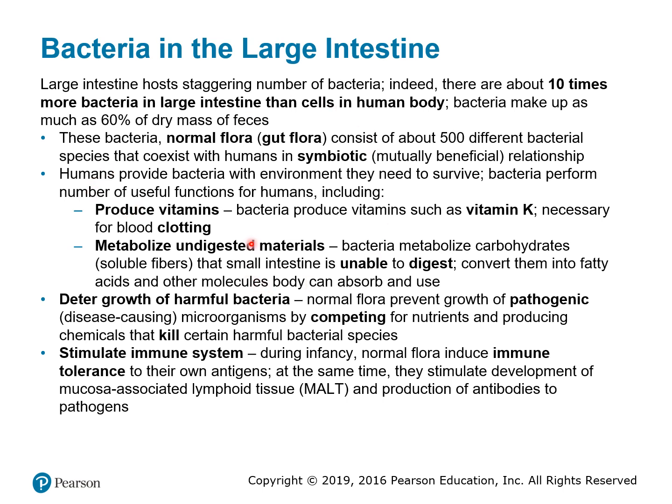What bacteria do is perform very useful functions, including producing vitamins. A very common one is that some bacteria produce vitamin K, which is necessary for blood clotting and other mechanisms in the body. Aside from producing vitamins, bacteria also metabolize undigested materials. There are some materials that our own enzymes from the digestive system cannot digest, but these bacteria can help with that. They can metabolize carbohydrates, which are soluble fibers that the small intestine cannot digest at all, converting them into fatty acids, which are now easier to absorb by the small intestine.